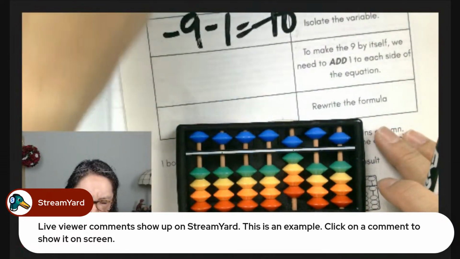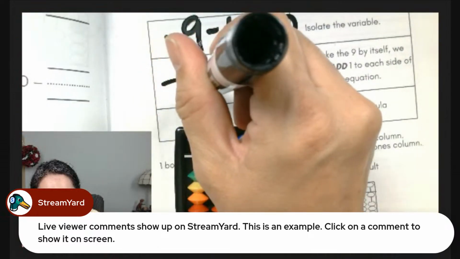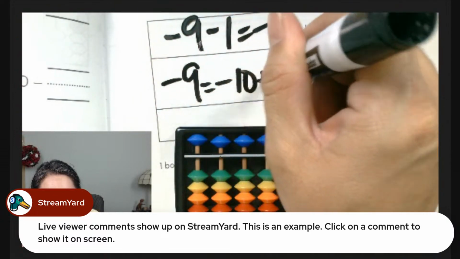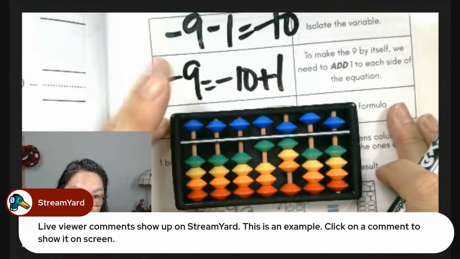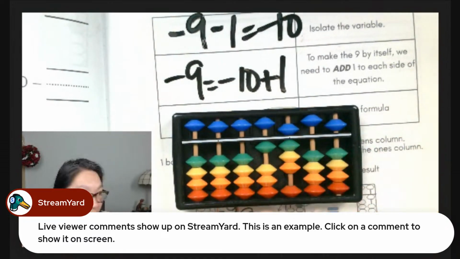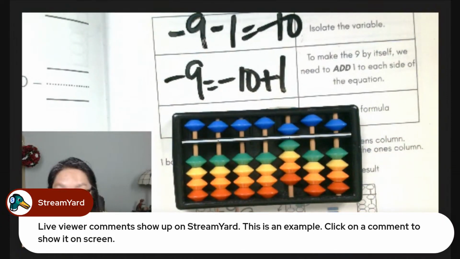And some people were like, well, so here we're doing minus 9. So minus the 9 is equal to minus the 10 plus the 1. When we look at it, we have 18. We have 18, and we want to take away 9. When we take away the 9, it's minus the 10 and add the 1, which is 9.